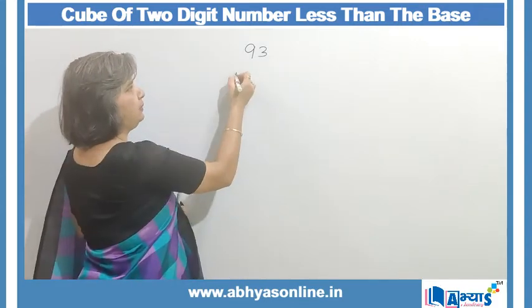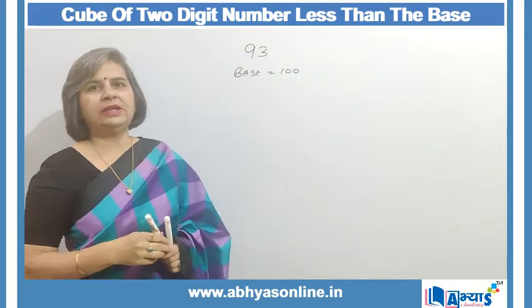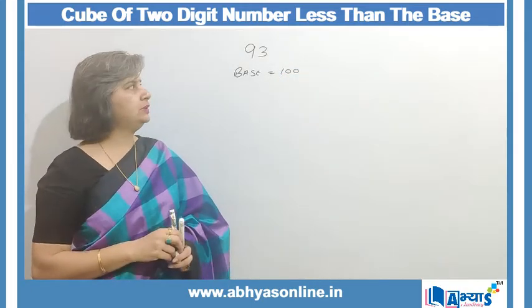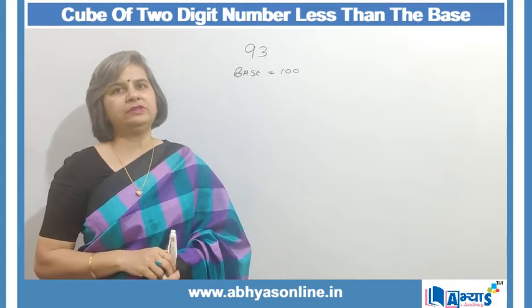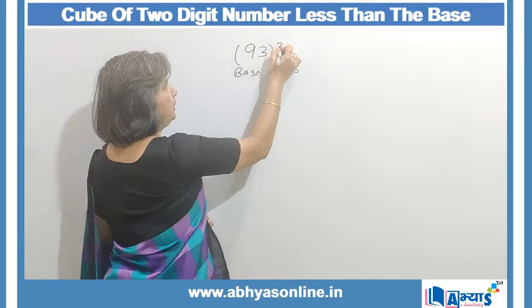So the base will be 100. And now we see that 93 is less than 100. So this is an example of a two-digit number which is less than the working base, and we are supposed to find the cube of 93.